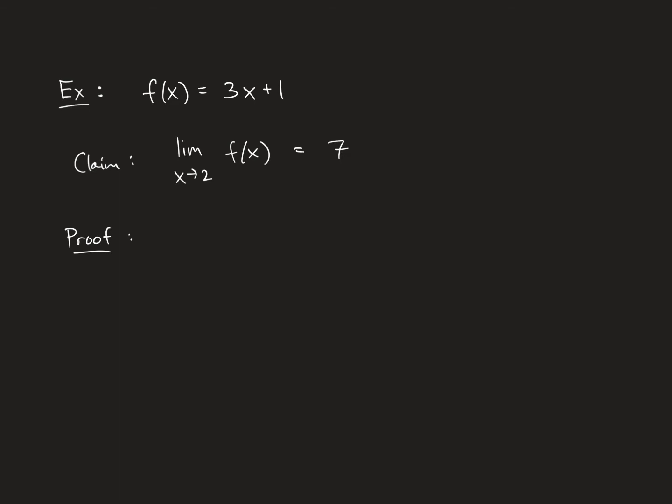Okay, so your proof should always, basically without exception, start with "Let epsilon greater than 0 be given." You have to allow your skeptic to give an epsilon greater than 0 that you have to beat. So let epsilon greater than 0 be given.